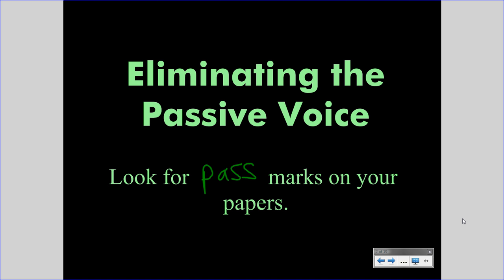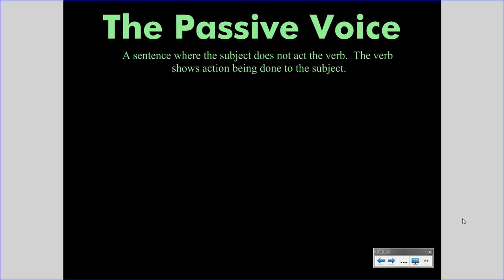So if you want to take a moment to do that, you can pause the playback or just find them as we go along. So you're looking for every sentence that contains the PASS mark, and you should see that written above a two-part verb, at least a two-part verb, underlined. So while you're looking at those examples, let's go on with the definition. The passive voice, here's your definition.